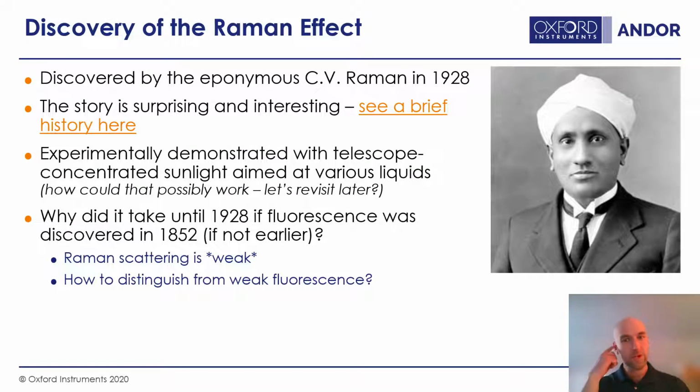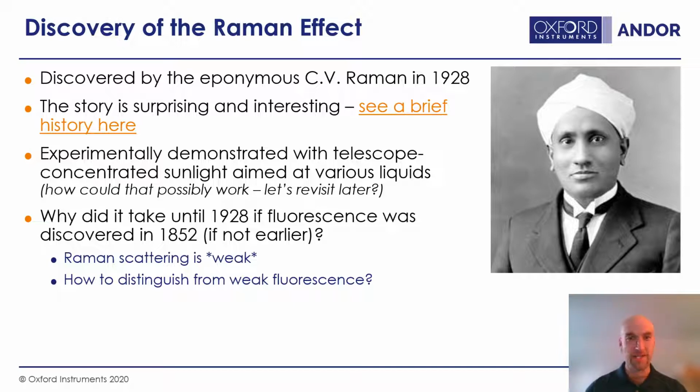So just a quick overview of the origin of the Raman effect. The eponymous C.V. Raman here, pictured in 1928, or was discovered in 1928. I imagine this was pictured sometime after that. The story is surprising and interesting, full of twists and turns, and I've linked a brief history here. Hopefully you have some access to the original slides so you can see the link. So he experimentally demonstrated it using not a laser, because of course he's doing this in 1928, long before lasers are available, or even a twinkle in someone's eye. But he used a telescope concentrating sunlight aimed at various liquids. And now my question, of course, is how could that possibly work?